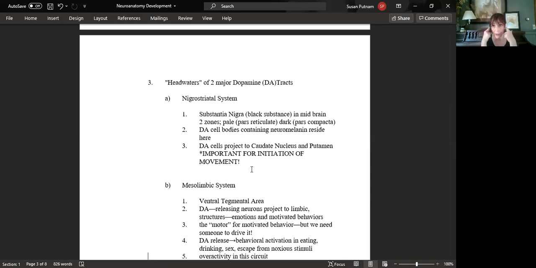Dopamine cells that start there in the substantia nigra project to the caudate nucleus and the putamen. I'm going to add one more word we will see later, and it will be spelled out, but I'm going to tell you about it now. Caudate nucleus. I'm sorry, back up.